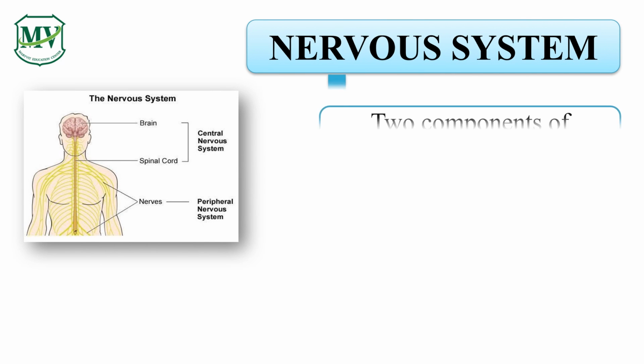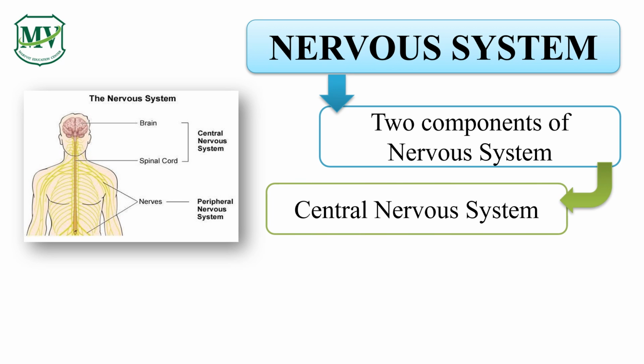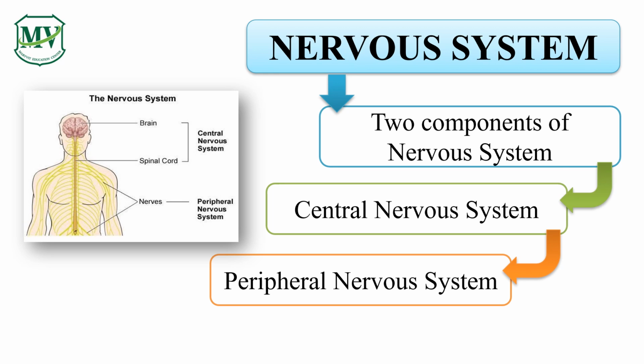Our nervous system consists of two components: the central nervous system and the peripheral nervous system. The central nervous system is composed of two parts: the brain and the spinal cord. On the other hand, the peripheral nervous system has the cranial and the spinal nerves. However, these two components of the nervous system are connected to perform their functions properly as one body system.